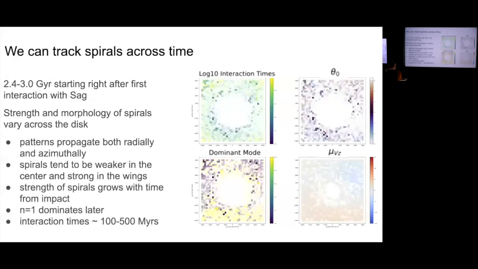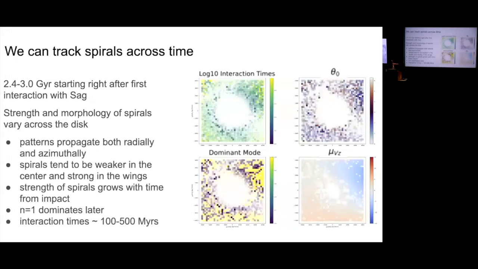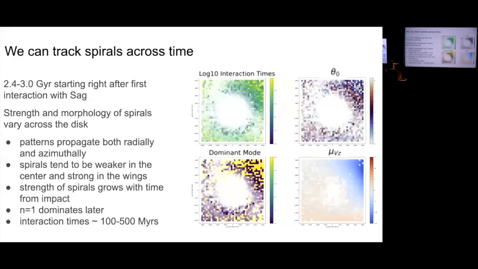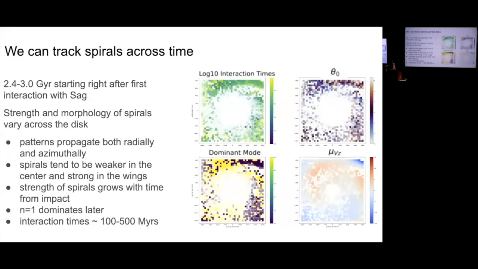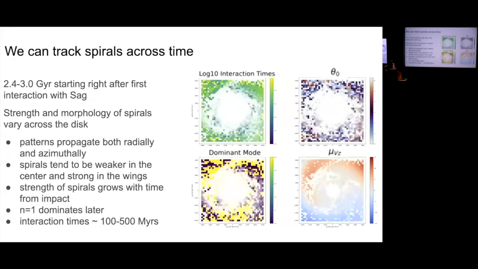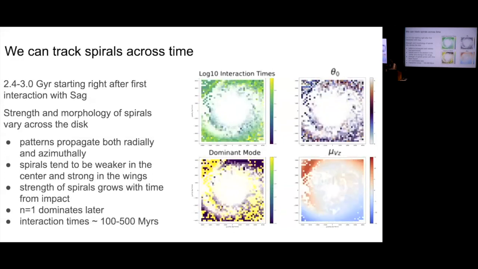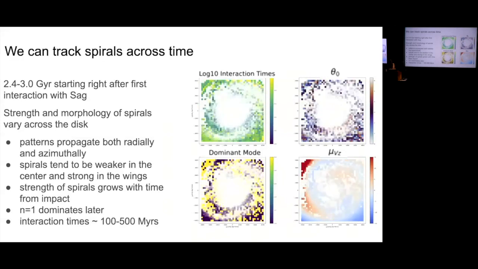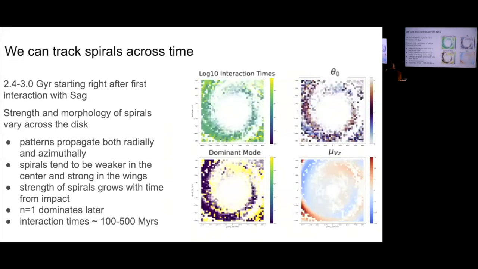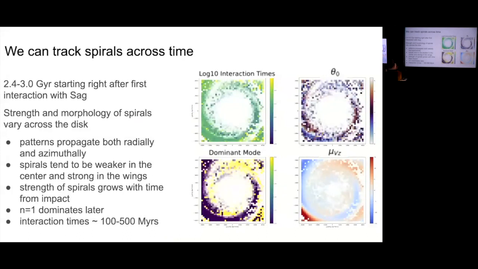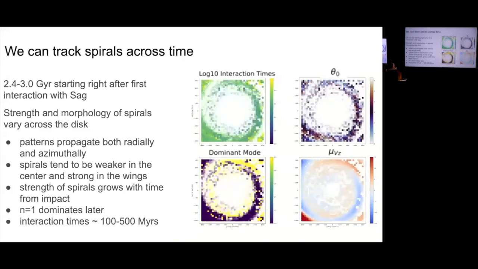Cool. So here we go. If you watch in the top right corner, you see the interaction with Sag start, and then patterns start to propagate across the disk. These patterns will propagate both radially and azimuthally. You'll see that the spirals tend to be weaker in the center and stronger in the wings.